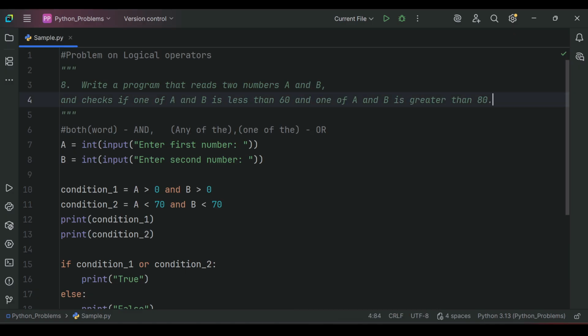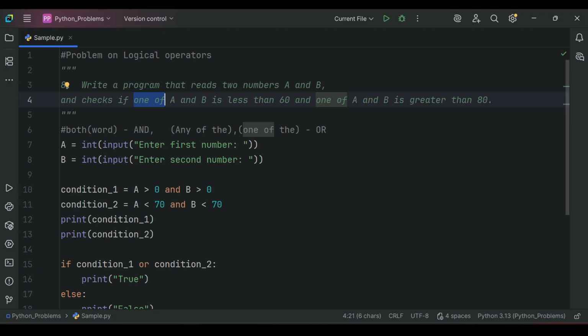Now see the eighth problem. Write a program that reads two numbers a and b and checks if one of a and b is less than 60 and one of a and b is greater than 80. See here, what is the first condition? One of indicates OR.